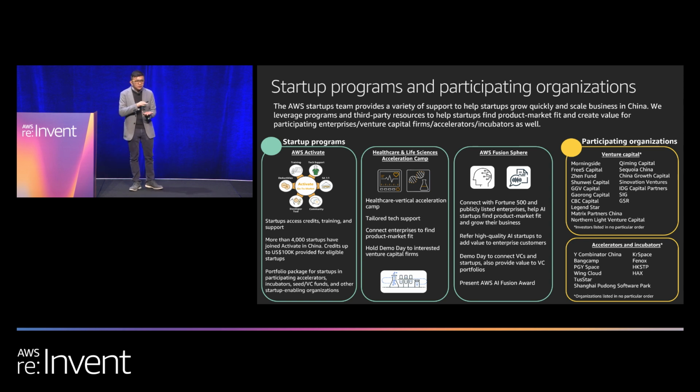So we are really trying to make sure that we are not just throwing credits at startups to help them be successful, we are helping startups in their business areas as well, so that we build a more vibrant ecosystem of companies running applications on AWS in China. You can see a lot of the venture capital and A&I groups, A&I stands for accelerators and incubators, that we work with actively in China on the right-hand side.